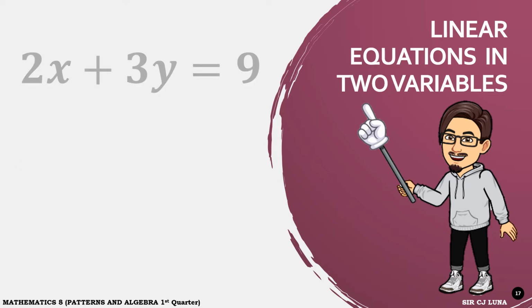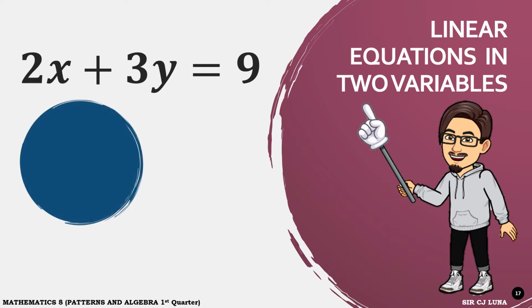Let's have another equation. 2x plus 3y equals 9. As you can see, this equation is already written in the standard form. So we are now ready to identify the values of a, b, and c. The value of a is 2. B is positive 3. And the constant is 9.